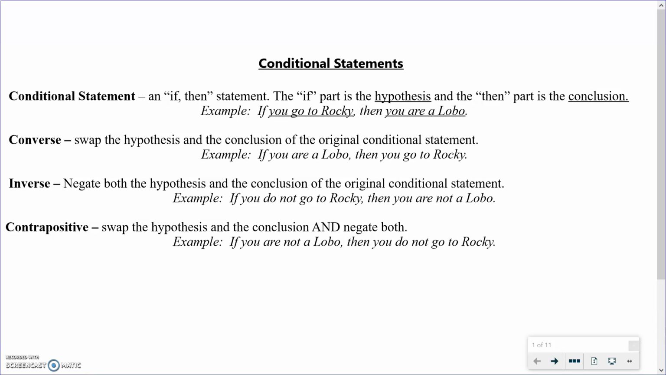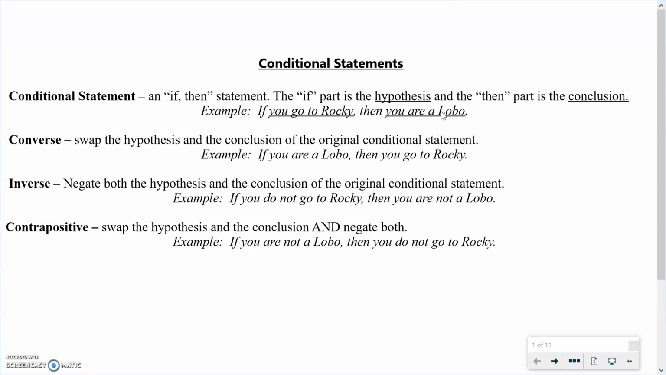So for example, if this first one is if you go to Rocky, then you are a Lobo. So the hypothesis here would be you go to Rocky, and then the conclusion is going to be you are a Lobo. So we then use these conditional statements, or these if-then statements, to make new statements. So we call these the converse, the inverse, and the contrapositive.